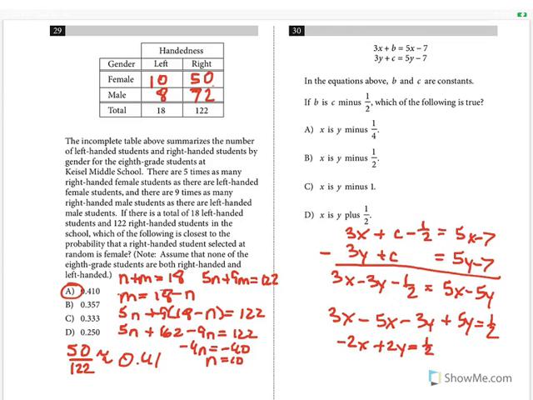Now looking at my answer choices, all of my answer choices start with x is, and is means equals. So I'm going to rewrite this as 2x equals 2y minus 1/2. Now dividing everything by 2 gives me x equals y minus 1/4. And that is answer choice A. And that brings us to the end of our multiple choice section. Next is our free response.